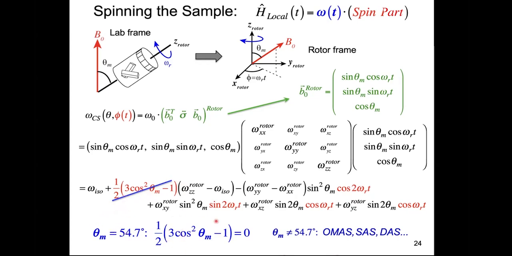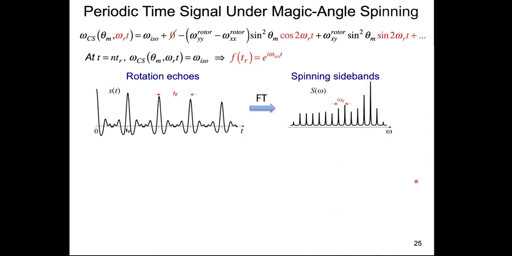That's the magic angle. If the spinning angle is away from the magic angle, then you would not make this anisotropy, the z term, vanish. And non-magic angle spinning has been done before to look at various chemical compounds. These are the off-magic angle spinning, or switching angle spinning, or dynamic angle spinning kinds of technologies that were used to obtain anisotropic structural information about various chemical systems. But most of the solid-state NMR research now is done under magic angle spinning because of the simplicity that it gives us for the chemical shift frequency.